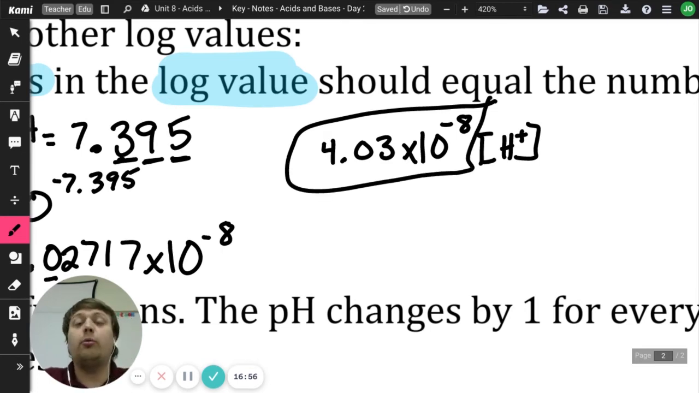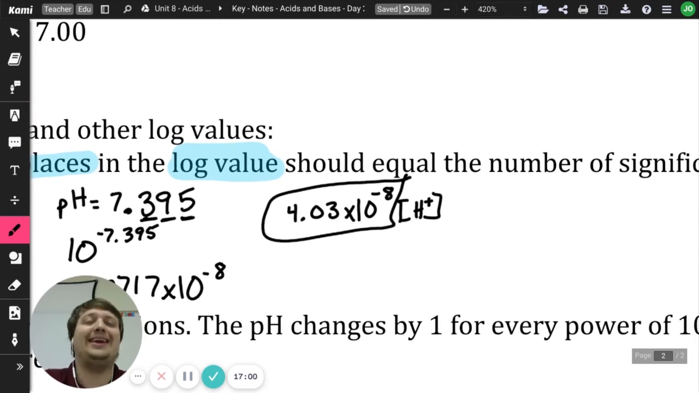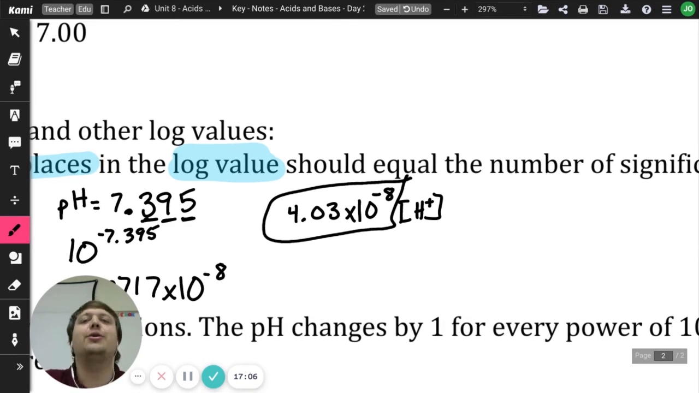Okay, and so when we're looking at this, those significant digits are very, very important, especially in acids and bases, because just a small change could affect our pH, which then would ultimately change some of our values. All right.